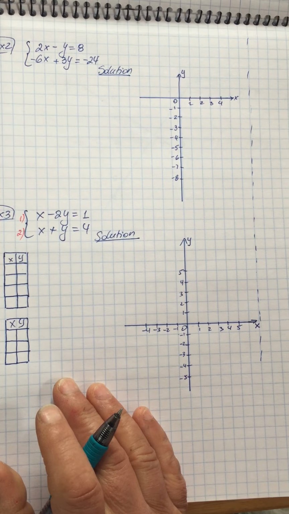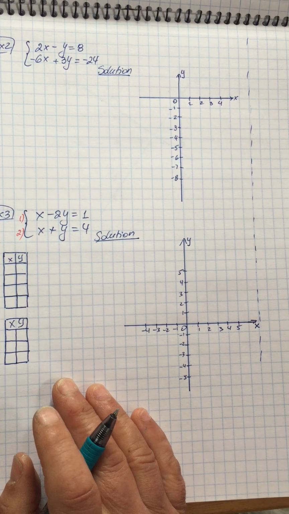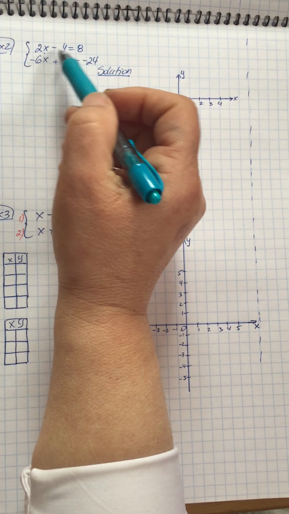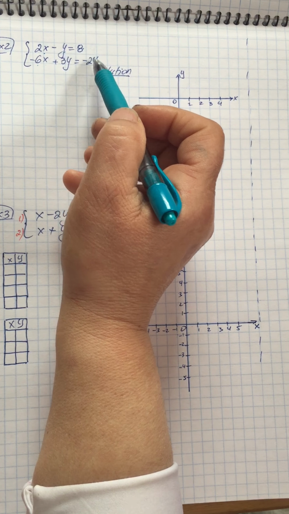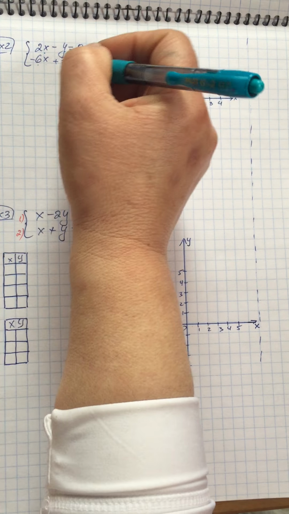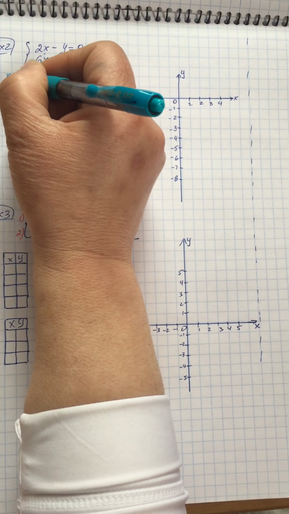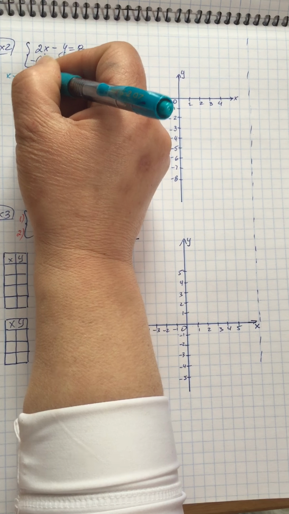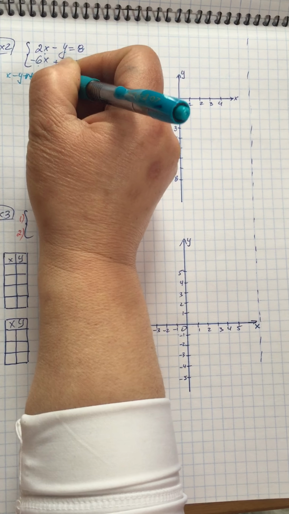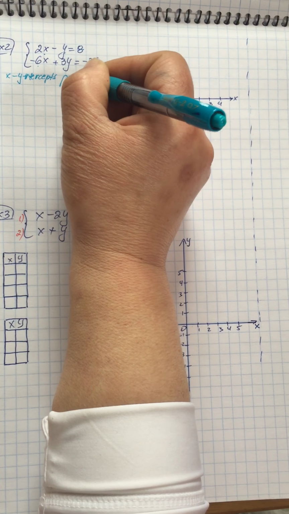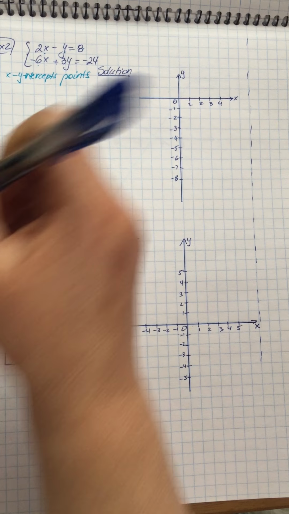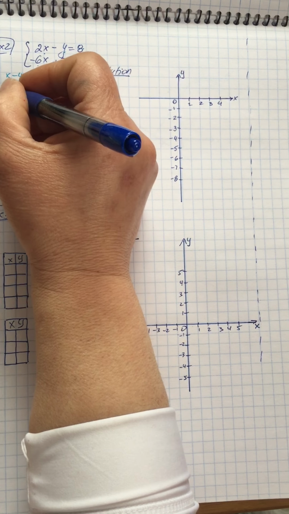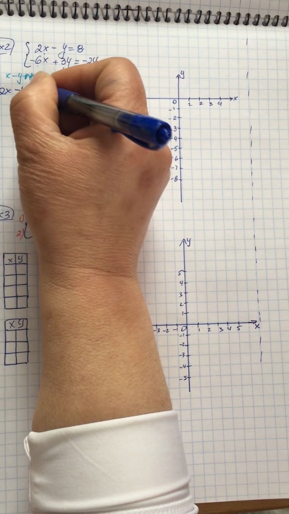Now, let's look at example 2. Let's read the equations. 2x minus y is equal to 8. 6x plus 3y equals negative 24. So I will use x and y intercept points here. And I know, what does it mean? Let me write the first equation. 2x minus y equals 8.